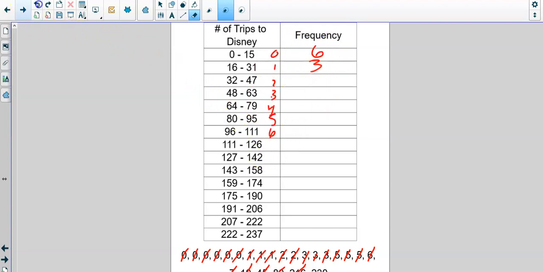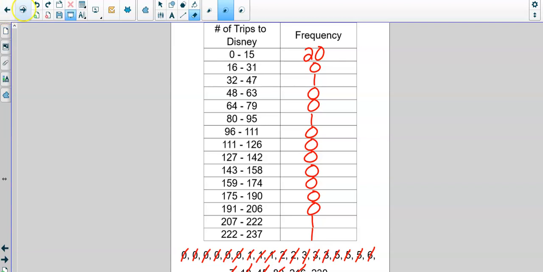Actually, let's go back. Let's put what we had a moment ago. Yeah, there's our frequency table back, because I want to use this information in a couple minutes. That's a frequency table. That's all it is. Figuring out how many data values follow within each one. Okay?